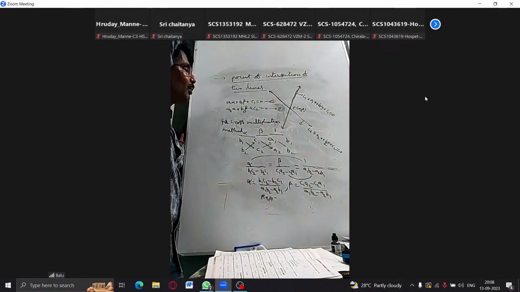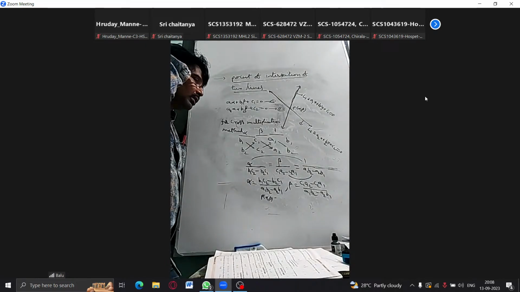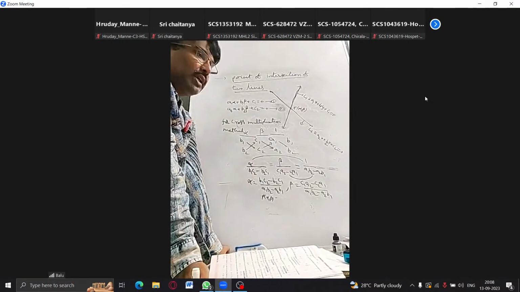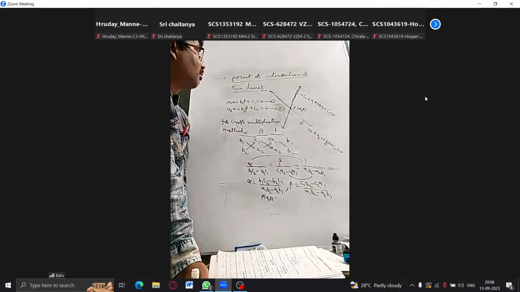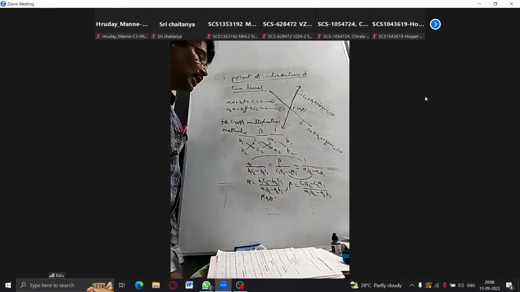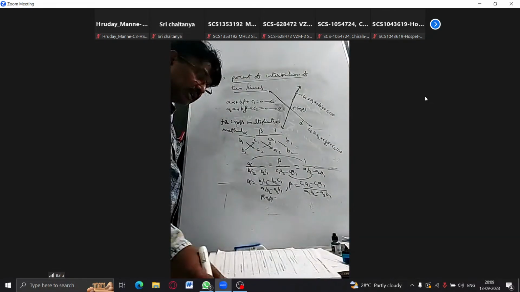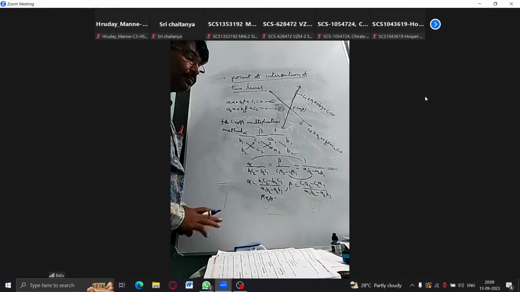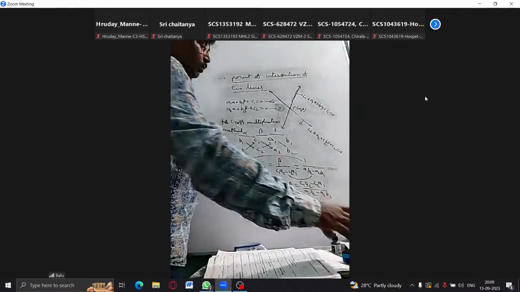This is the cross multiplication method. Otherwise, you can solve by elimination method, substitution method, any method. Okay. Point of intersection of the given lines. Is it clear? Understood? Point of intersection.